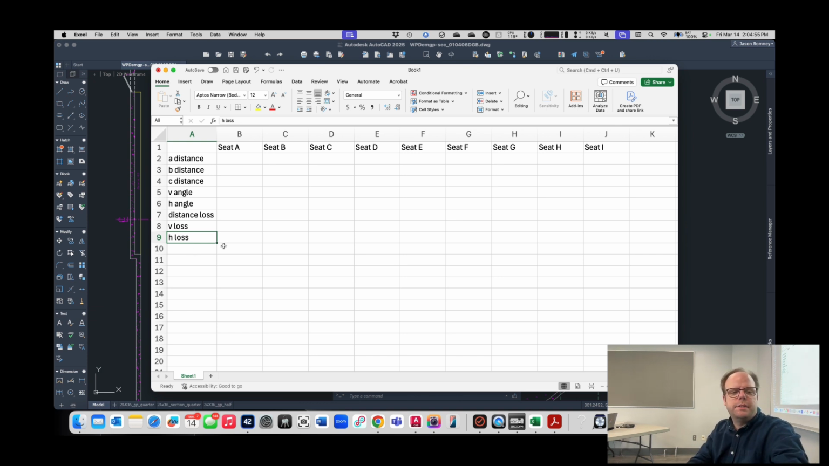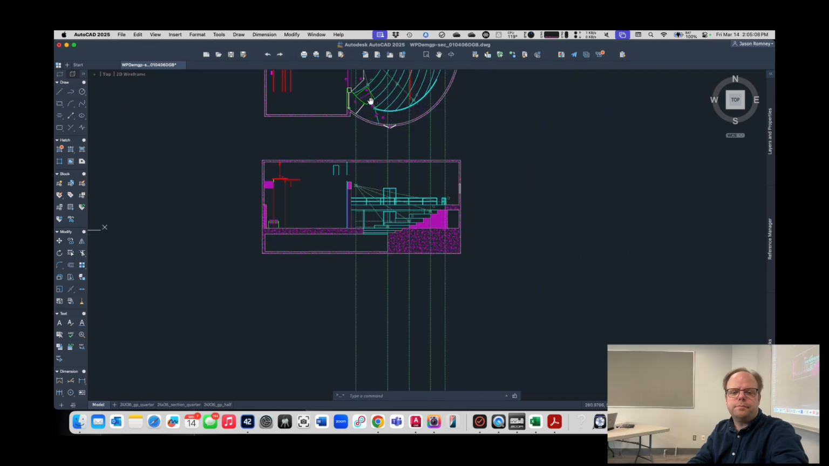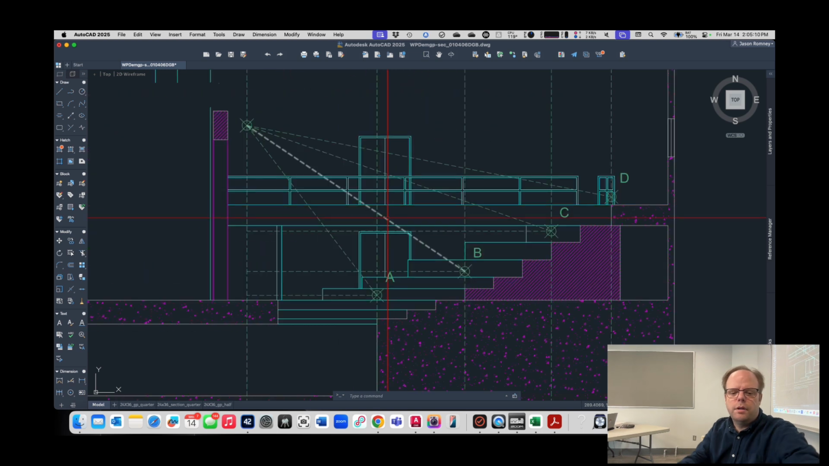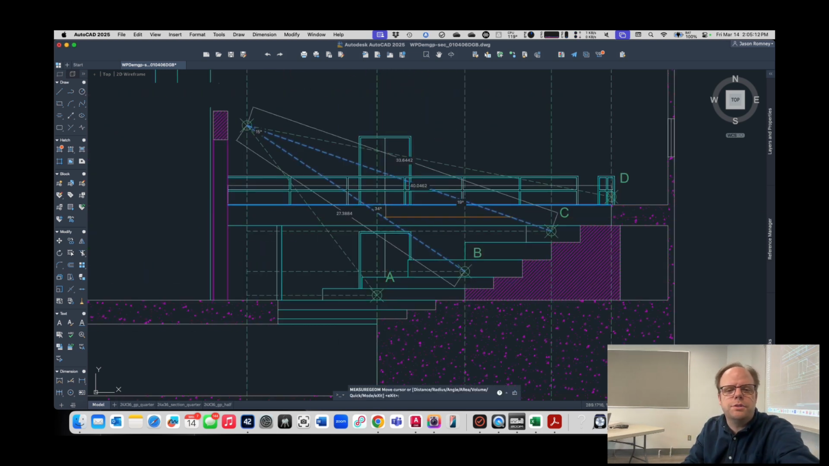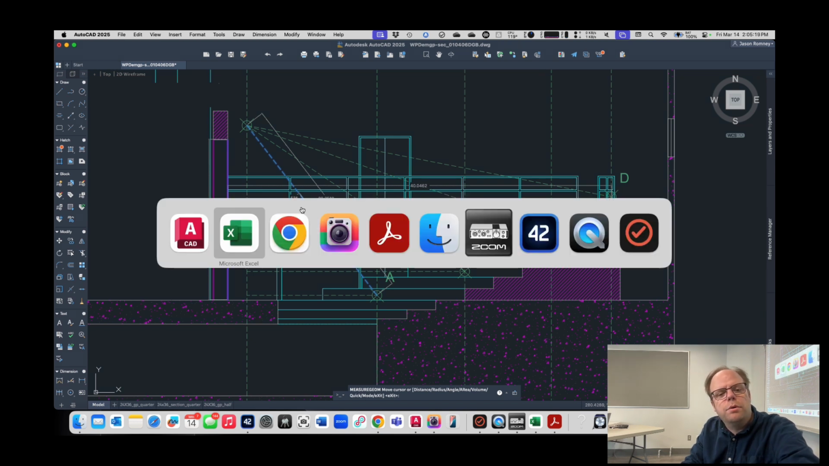So I want to start populating this. To figure out the distance for seats A, B, C, and D, I can measure that straight off the section view. So if I go to the section view here, I can just measure this straight off. So the distance to seat A is 22.351.